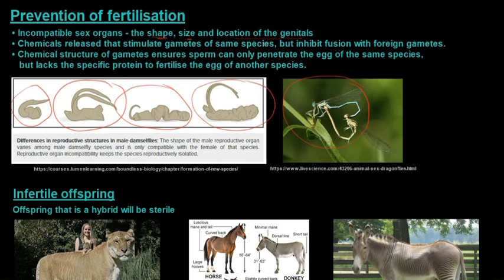Then chemicals are released that stimulate the gametes of the same species but inhibit the fusion with foreign gametes. So even if mating did take place, it will inhibit the fusion of the gametes because of certain chemicals that will be released. So the chemical structure of gametes ensures that sperm can only penetrate the egg of the same species but lacks the specific protein to fertilize the egg of another species. Nature is just so amazing.